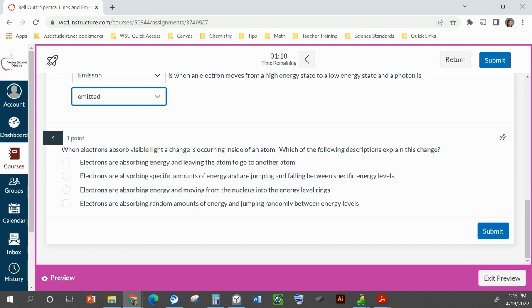Okay, when electrons absorb visible light, changes occur inside of an atom. Which of the following describes this change? So we just talked about emission. What would absorption be? Absorption is like the opposite. Absorbing. Good. Absorbing a specific amount of energy. Very good. Okay, questions on this? Do you guys feel like those are fair test questions? Okay, no objections. All right.